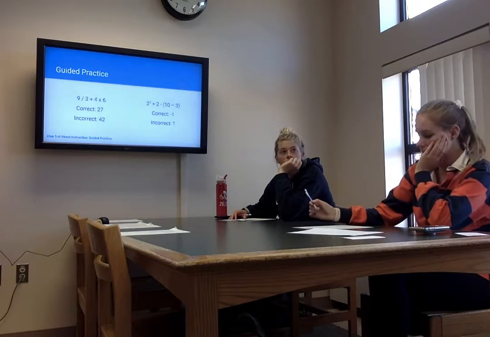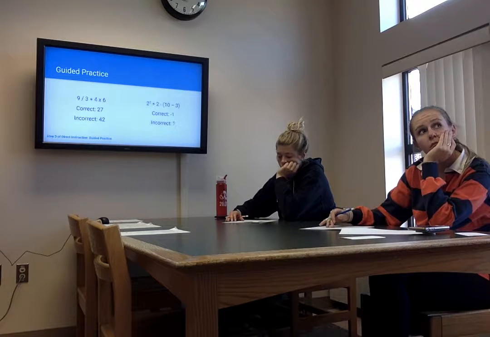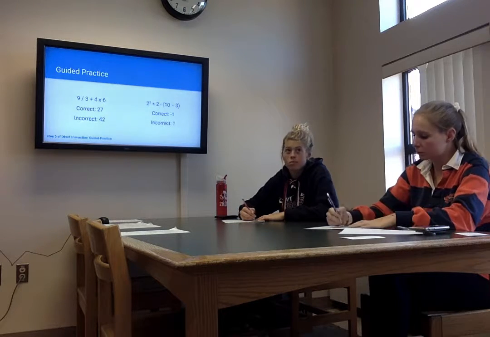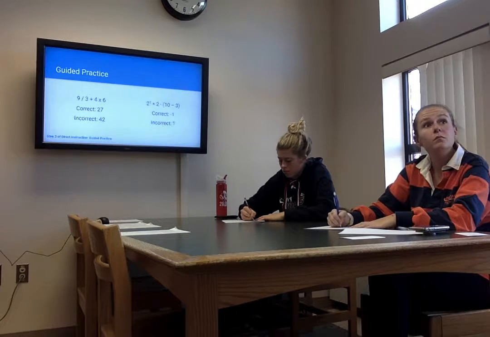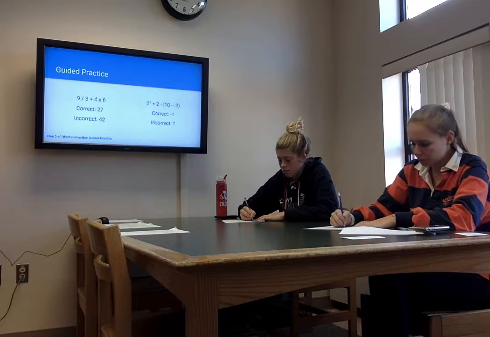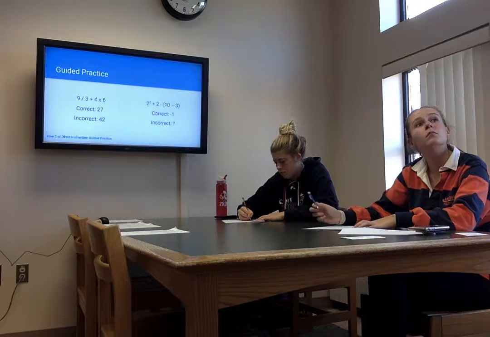you're going to start with 9 divided by 3, which is 3. And then if you bring down the plus 4 times 6, 3 plus 4 is 7. 7 times 6 is 42. So that's the incorrect way.